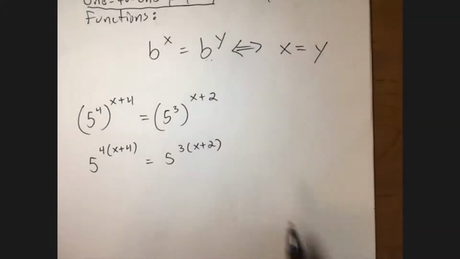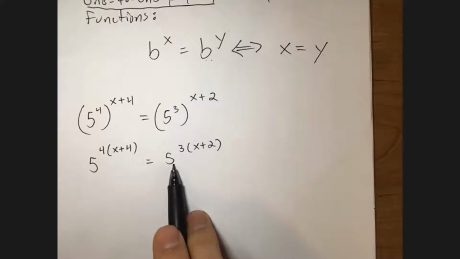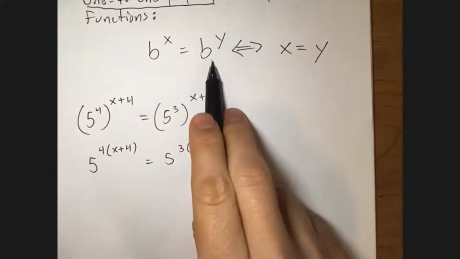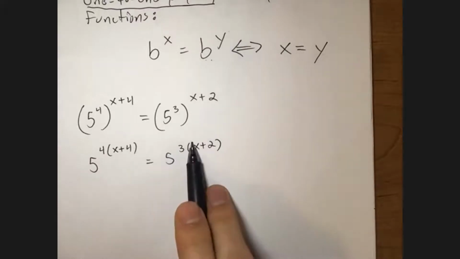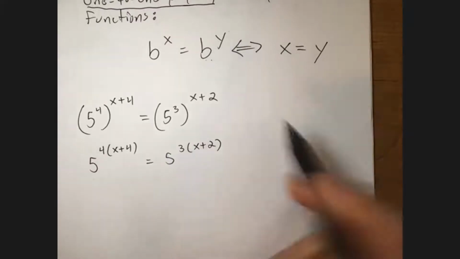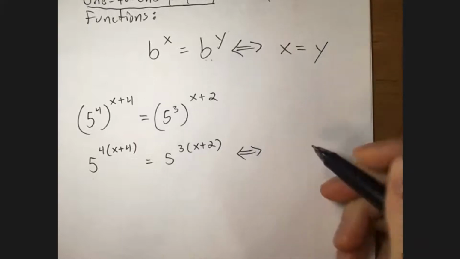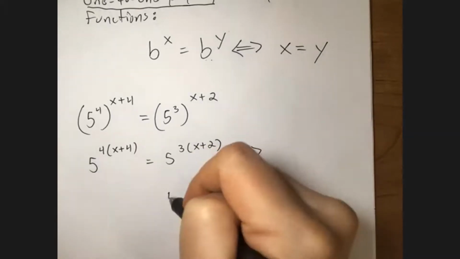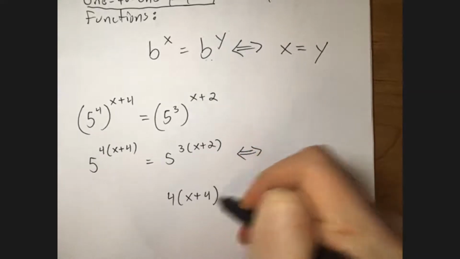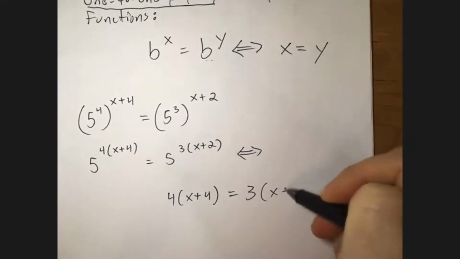And look what I've got here. Now the bases are the same. So I can use the one-to-one property, which says that if the bases are the same, then the exponents must be the same. So this tells us that, I'll have to write it down here, 4 times x plus 4 equals 3 times x plus 2.